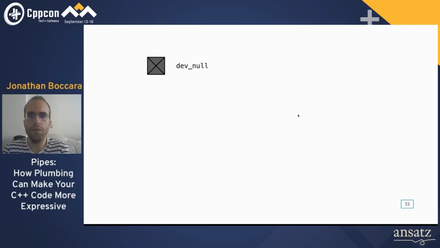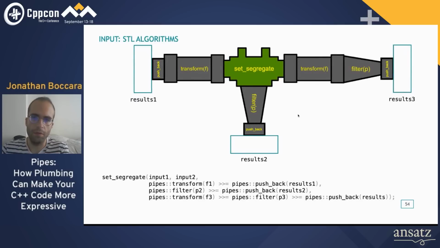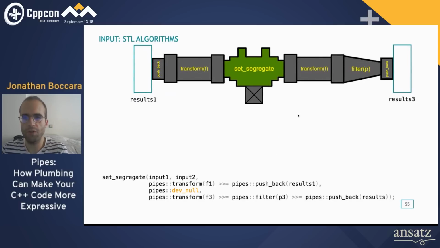Now, if you, for some reason, want to ignore what comes to a pipe, you can use dev_null. So imagine we'd like to truncate the pipeline and for some reason ignore the second output of set_segregate, but still benefit from the first two. We could just use dev_null as in the code below.